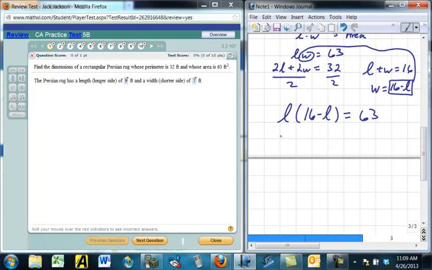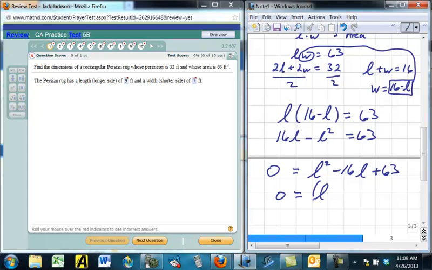Alright, so let's distribute here. 16L minus L squared equals 63. And let's get 0 on the left. And I get L squared minus 16L plus 63 equals 0. And now we want to factor this. Let's try to see if we can just do it with anti-FOIL factoring. If not, we can of course use the quadratic formula.